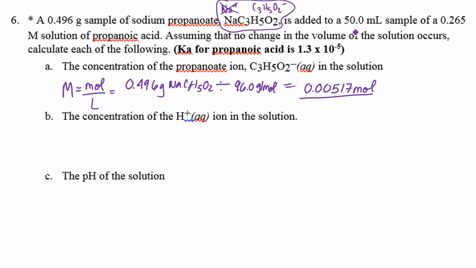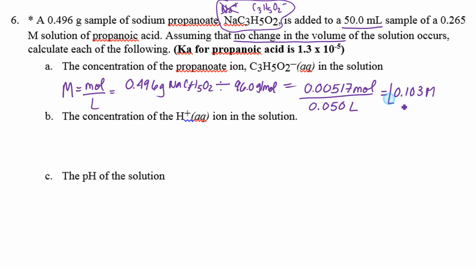Okay. What is the volume of my solution? Well, they said to add it to a 50 mL sample and assume that adding the solid will not change the volume. So we have to assume after we add the solid it's still 50 mL. So I want to convert my milliliters into liters, so I divide by 1,000, and that gives me 0.050 liters. And when I solve that, I end up with 0.103.